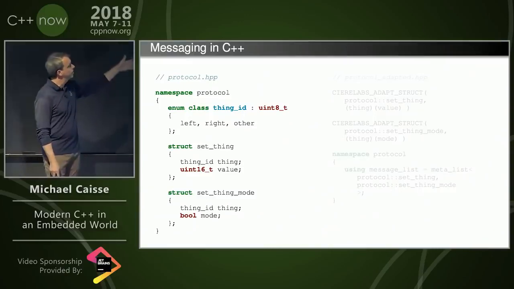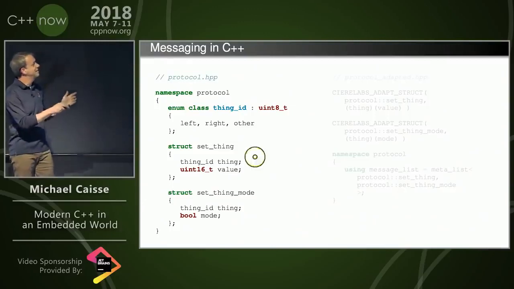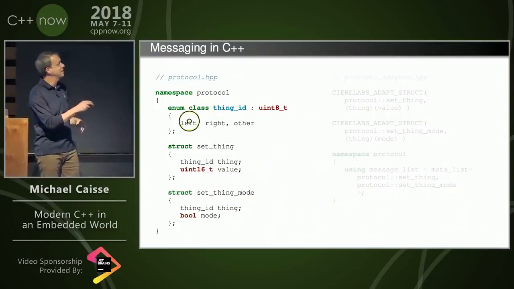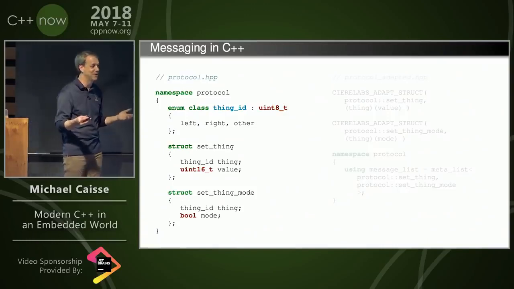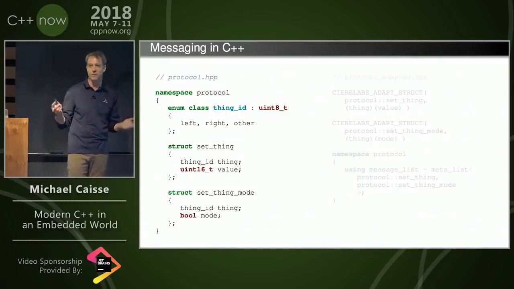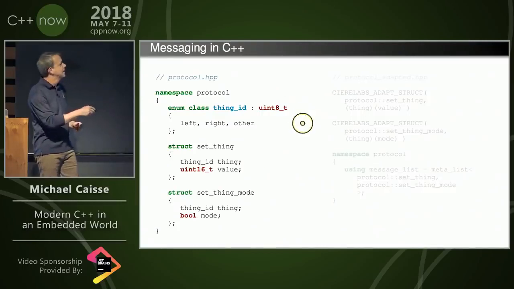So create a protocol. Now, it's not just a thing that I had. There was a left, a right, or another thing, right? And it would have been nice to call them by that as opposed to some integral value, which is what was there before. And I set up the structs.